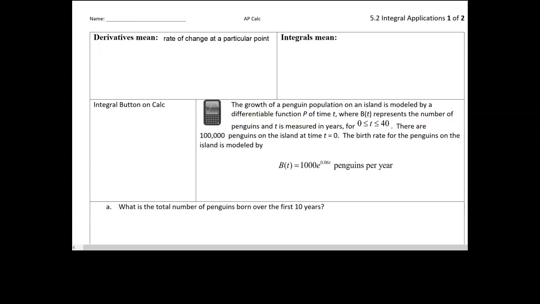So our derivative has been the rate of change at a particular point of a function, right? So the derivative of position gives us speed, for example, and that's how we've interpreted it. So in our math notation, we'd say that f prime of x is the rate of change of f of x, right? So that's the derivative, that's our familiar one. The integral is less familiar, right? This is the new one.